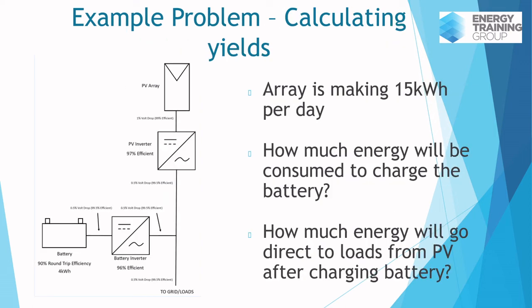Now the other questions you'll get in this module are how we calculate yields. Okay, so let's have a look at another quick example problem. Our array is making 15 kilowatt hours per day. We want to know how much energy will be consumed to charge the battery. We want to know how much of that energy will go direct to loads from PV after charging the battery. Okay, so we know that the array is making 15 kilowatt hours up at the array.